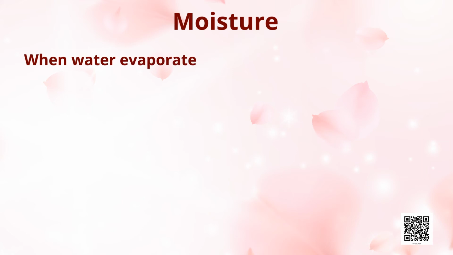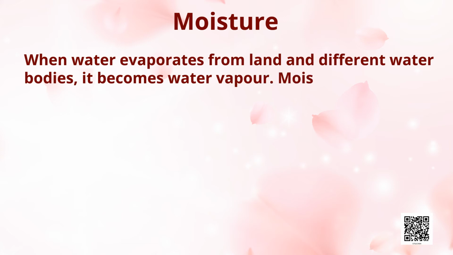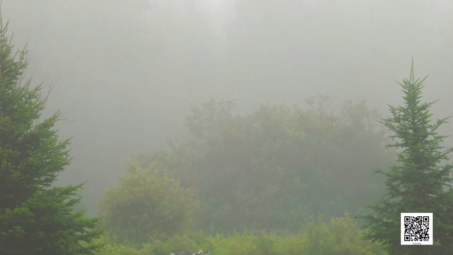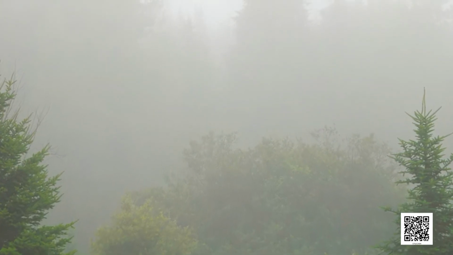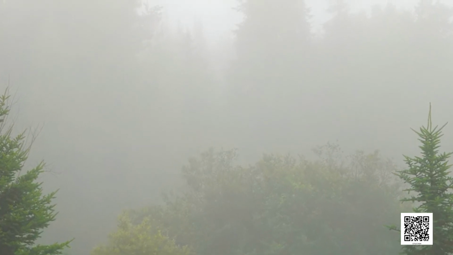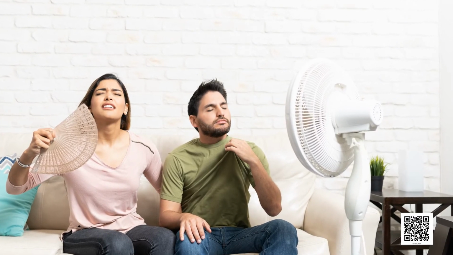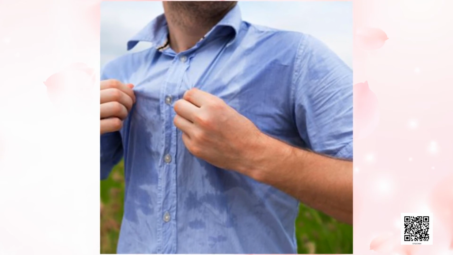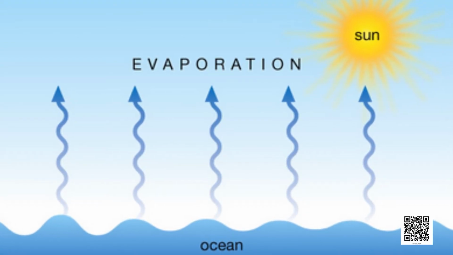When water evaporates from land and different water bodies, it becomes water vapor. Moisture in the air at any time is known as humidity. When the air is full of water vapor, we call it a humid day. As the air gets warmer, its capacity to hold water vapor increases and so it becomes more and more humid. On a humid day, clothes take longer to dry and sweat from our body does not evaporate easily, making us feel very uncomfortable.